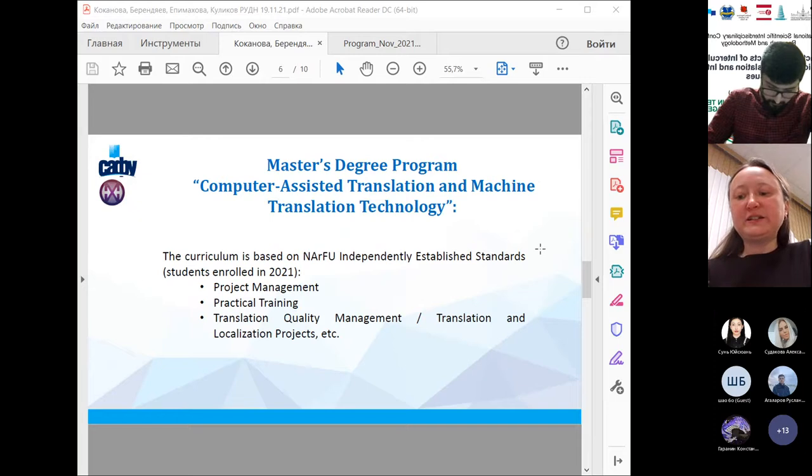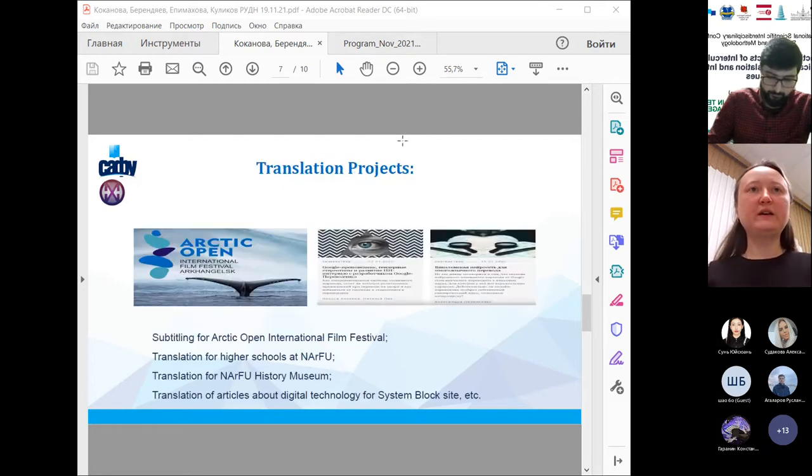Independently established standards in linguistics for the master level were elaborated in 2020. The master's program Computer Assisted and Machine Translation Technology opened in 2021. It is aimed at training translation and localization professionals able to work with specialized software. At this level, project technology is applied for translation training and research. You can see some of the subjects on the slide. Projects are created each time taking into account two factors: the demand for volunteer translation expressed by the university departments or its partners, and the student's qualification. So the projects vary according to the student's experience and acquired skills.